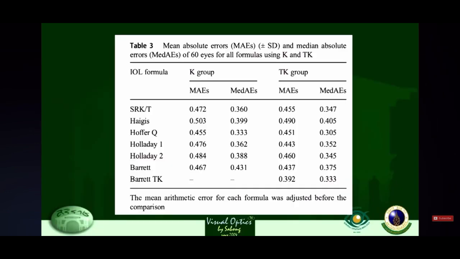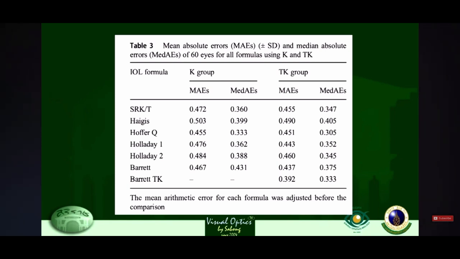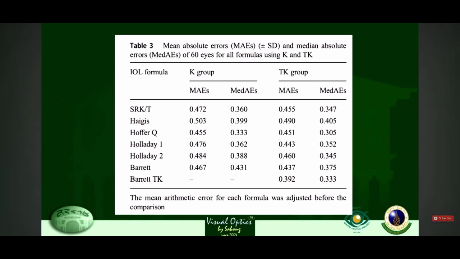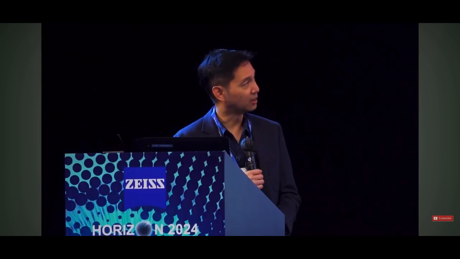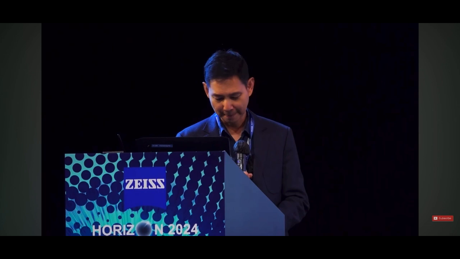And in that paper, we actually show you the result of the refractive outcome across all the formulas using the standard K compared with the total keratometry. It is showing that the total keratometry actually gives you a little bit better result in terms of lower mean absolute errors and lower median absolute errors. And especially if you look at the Barrett TK formula, which is specifically designed to be used with the TK, it gives you the lowest mean absolute error and the lowest median absolute error in this study.